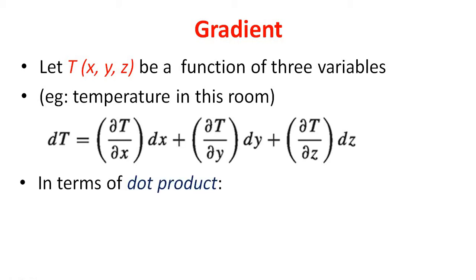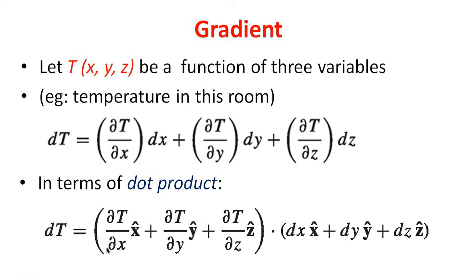In terms of dot product, we can rewrite this equation like this. That is dT equal to (∂T/∂x x cap plus ∂T/∂y y cap plus ∂T/∂z z cap) dot (dx x cap plus dy y cap plus dz z cap).